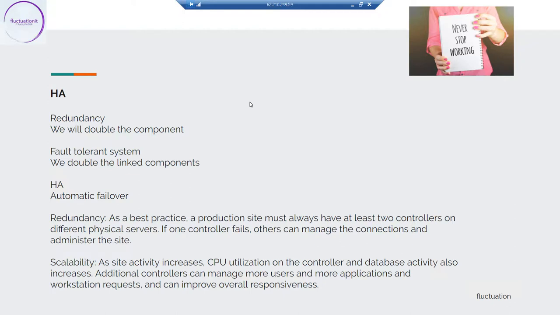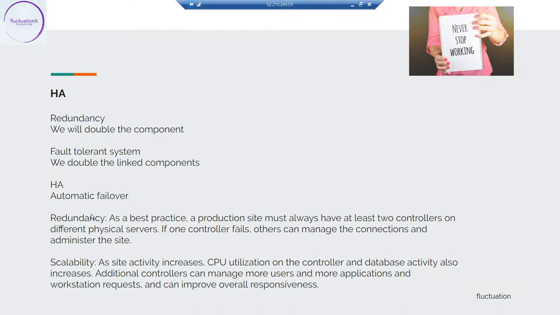So first of all, let's just see some terminology and some explanation about these two ways to be sure that you will have more than one component. So for HA, we have redundancy. We will double the number of the components. And HA is for automatic failover.